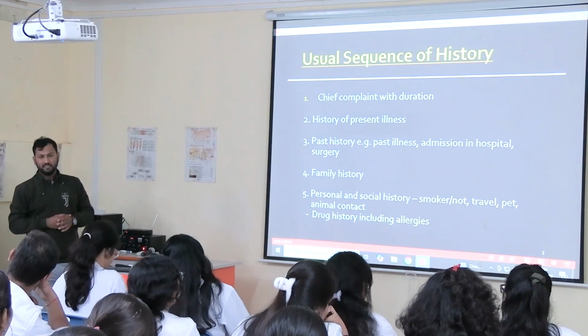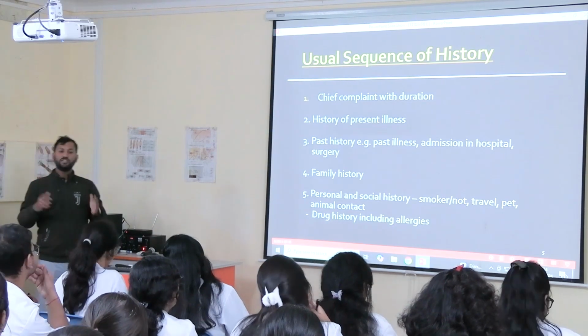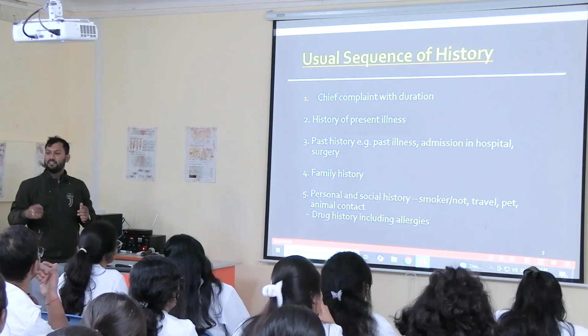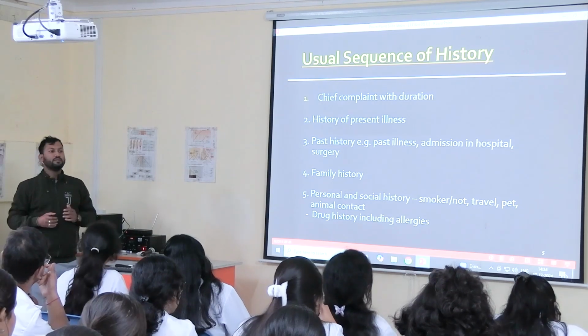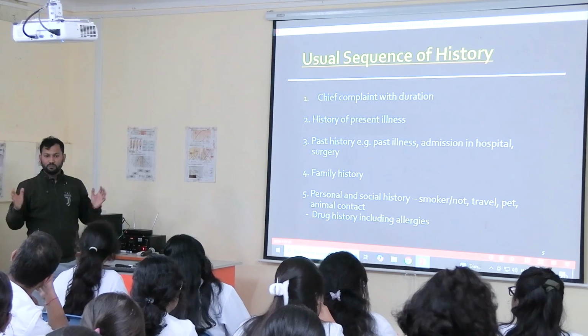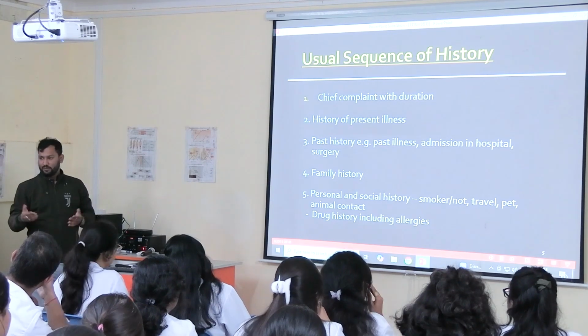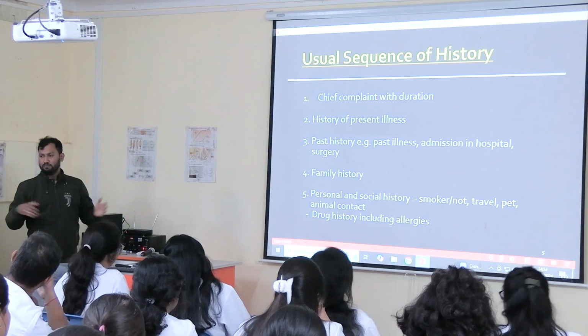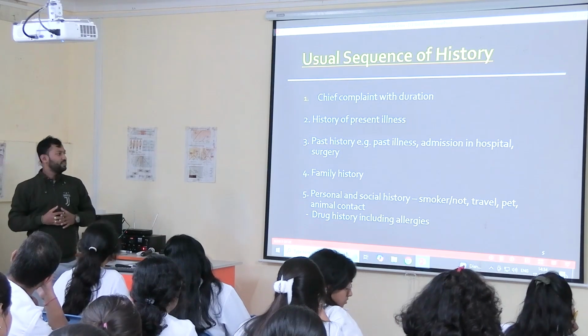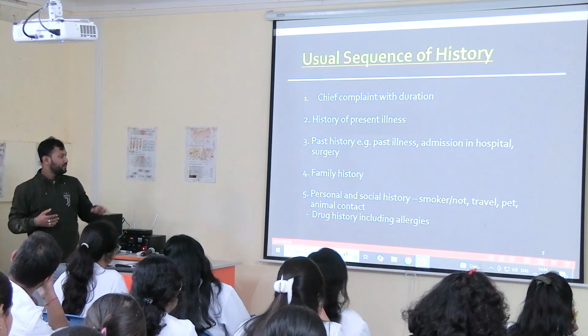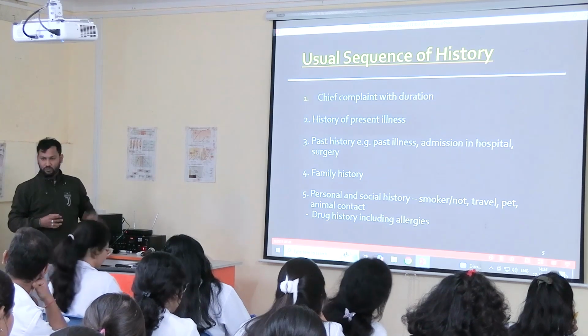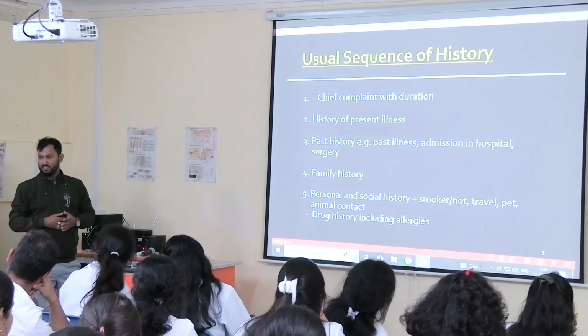Then about social history. Social history means in which conditions does the patient live. Is he living in a hygienic condition? Someone who is poor, maybe living in a small area, might have more risk of respiratory diseases or communicable diseases, while someone who is rich might not have those diseases. So that is the importance of the social history, the socioeconomic condition of the patient.